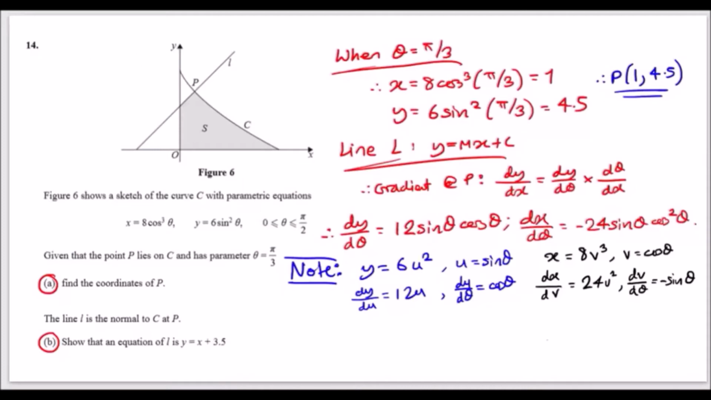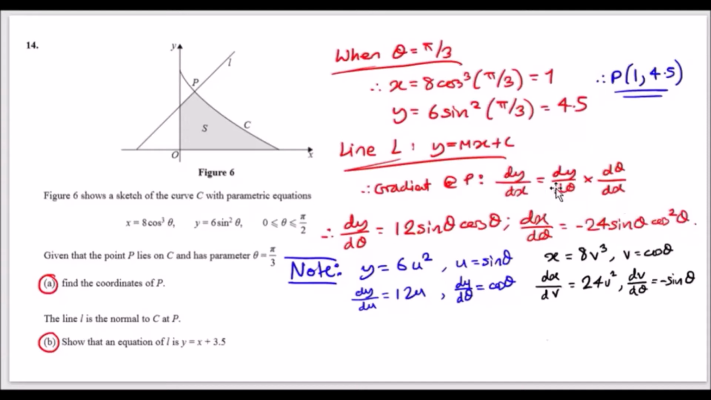Now, to find an equation of a line, as always, it's y equals mx plus c. First things first, we need to find the gradient at P. What is the m value? Remember, this m value is not the same m value as the normal. Once you find the gradient, we just need to find the reciprocal, the perpendicular gradient, which is easy to do. So first things first, let's find dy over dx as always.